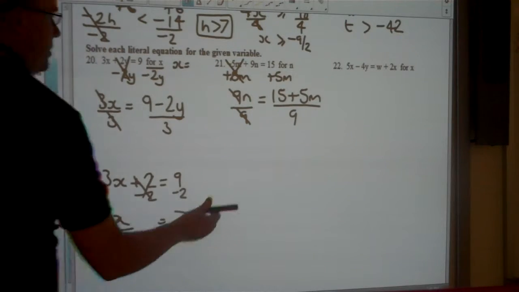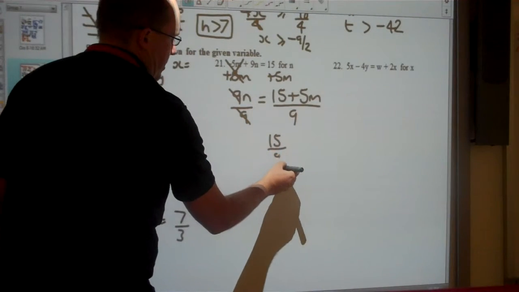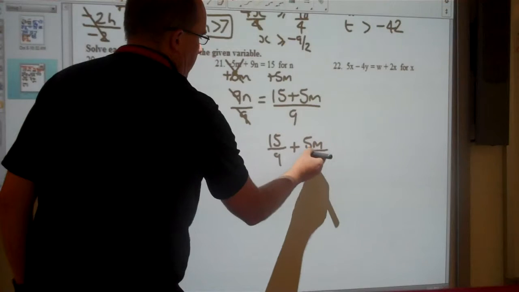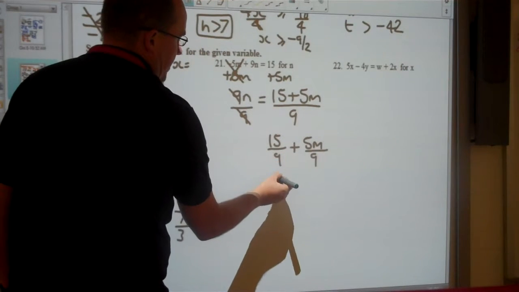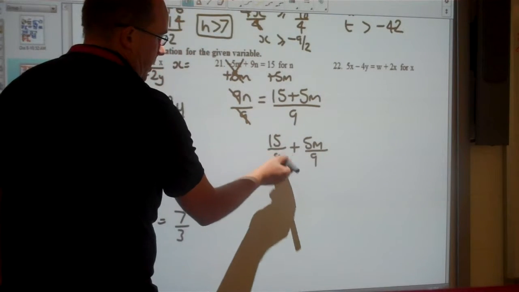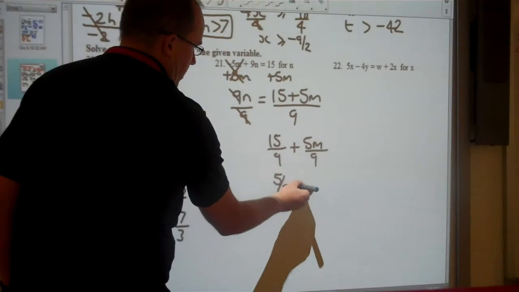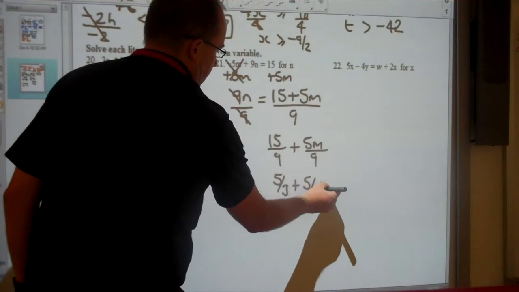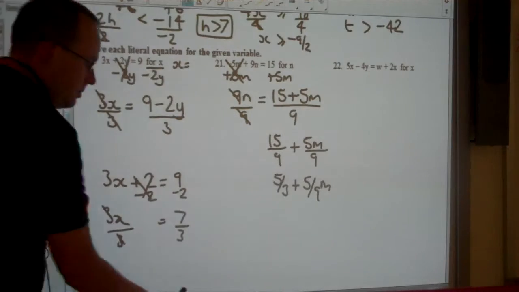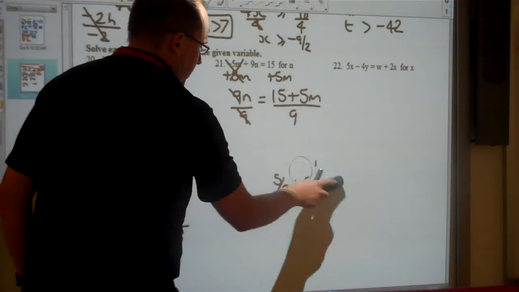I could split it into 2 possibly, and say it's 15 over 9 plus 5n over 9, and 15 over 9 is the same as, they both divide by 3, so 5/3 plus 5/9 n. But I don't think that necessarily makes my answer any easier, so I'm going to leave it like this.